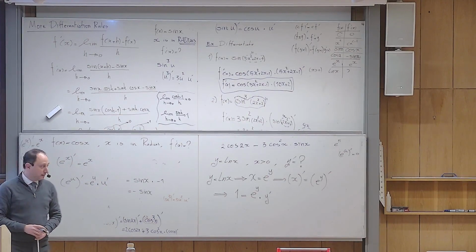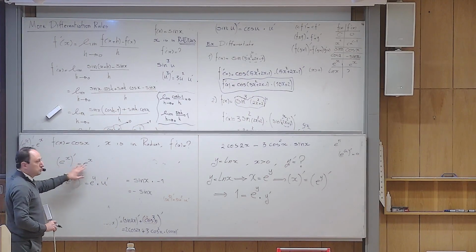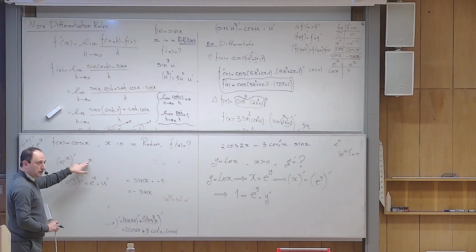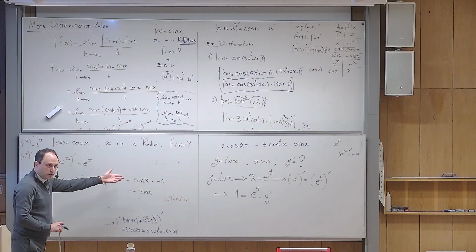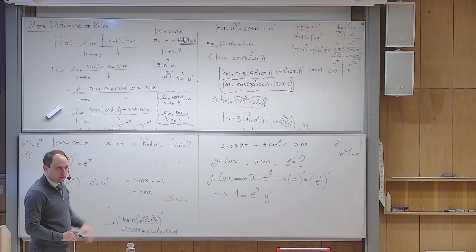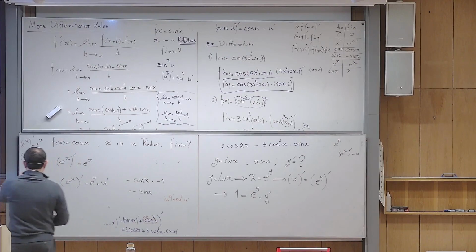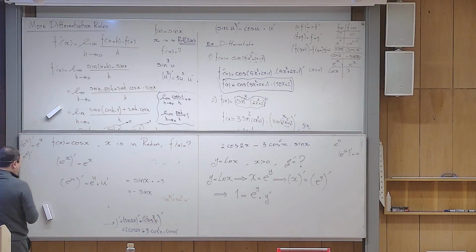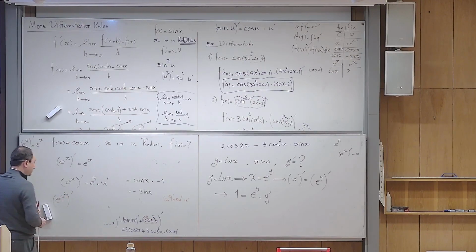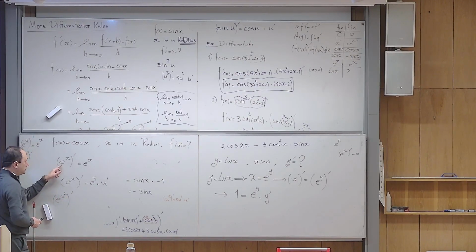Whenever you have a formula there, change x to u and multiply it by an extra u prime. This will give you the chain rule version of the exact same formula. So let us practice here. If I ask you what is the derivative of e to power x squared, what do you do? You cannot use this formula because this formula only works for x.